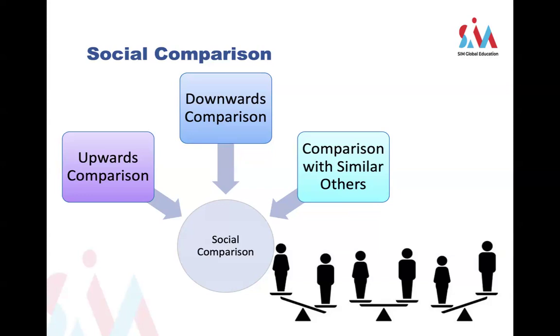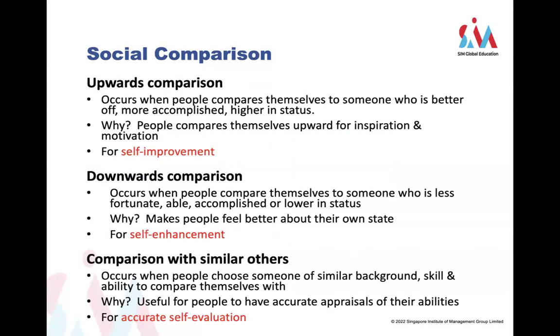Sometimes you compare yourself with others. Sometimes others compare you with others. So let us look at the three theories regarding social comparison. Upwards comparison, whereby people compare themselves to somebody who is better off, more accomplished, higher in status. Now, why do you think people want to compare themselves? They do that for inspiration and motivation. They want to improve themselves. Okay. I want to be just as successful as you. I want to retire at 40 years old, just like you. Okay. So I look up to you for inspiration and motivation. Okay. I want to be just like you.